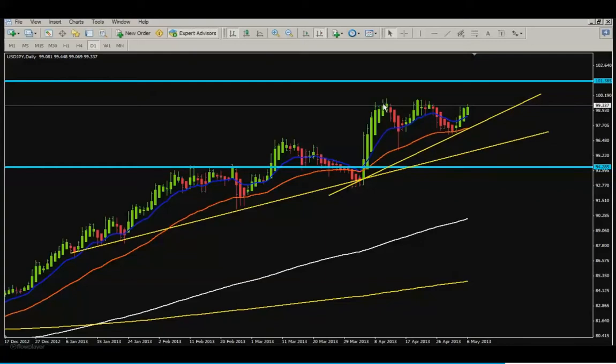So to get a closer look, what do you do? You have your horizontal lines, you have your trend lines, your support lines. Let's check the 4-hourly chart. So from the monthly to the weekly to the daily, now to the 4-hourly chart.